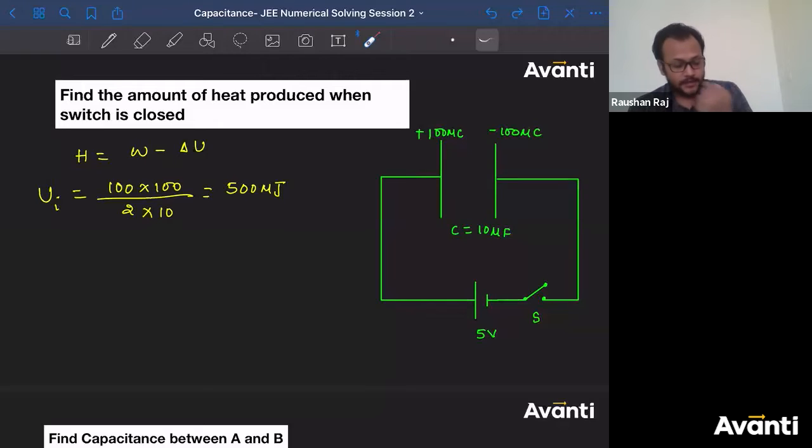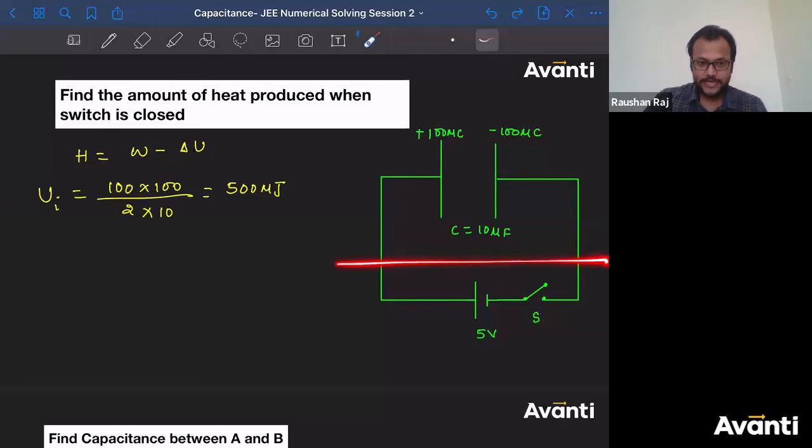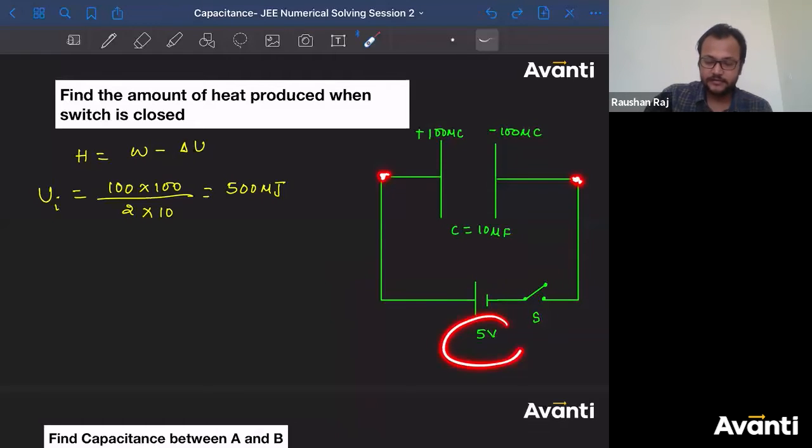चलो बहुत बढ़िया. Now when this switch will be closed, initially this switch is open, that means this is an isolated charged capacitor. Now when this switch will be closed, what will happen? Now battery will start functioning, right? What is the primary function of battery? Battery will maintain a constant potential difference. So what is the potential difference that this battery will maintain? 5 volt. So once you close the switch, what is the potential difference that will be maintained across the capacitor? That will be 5 volt.